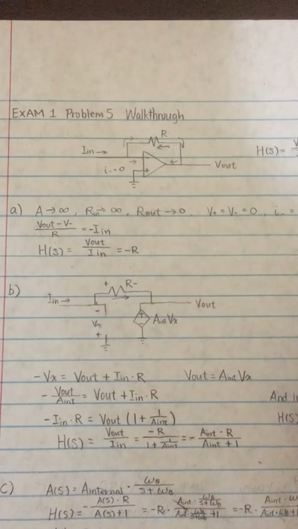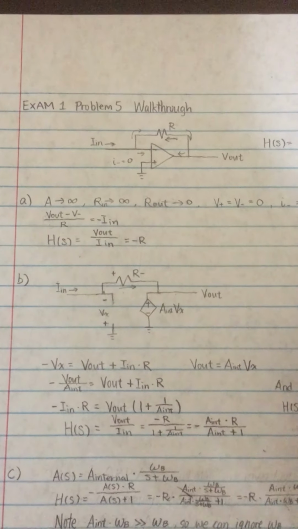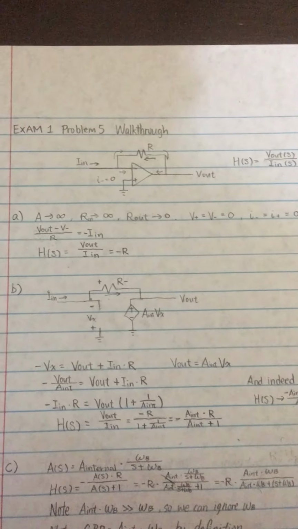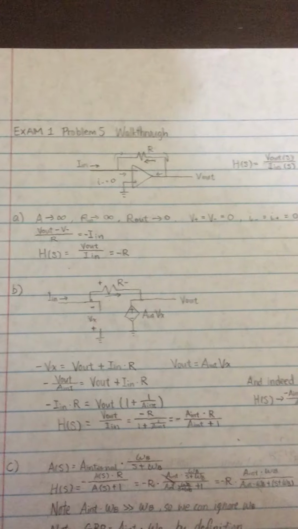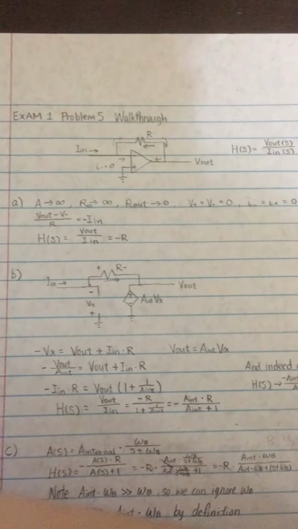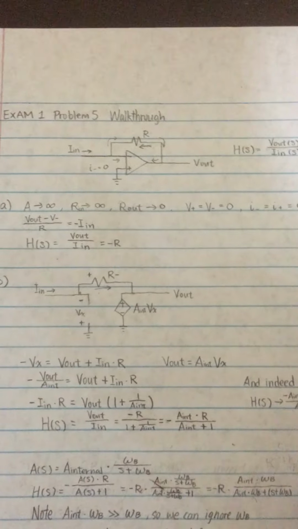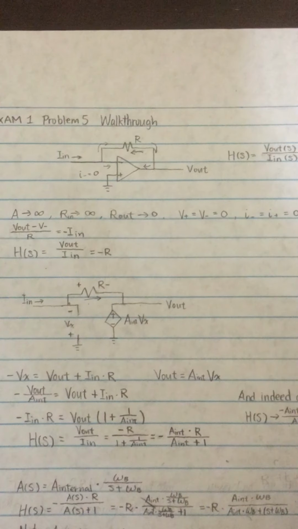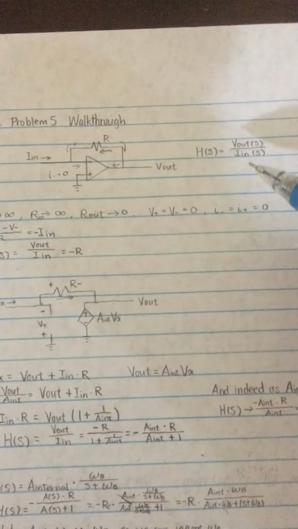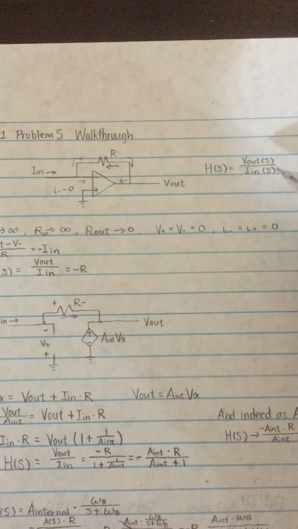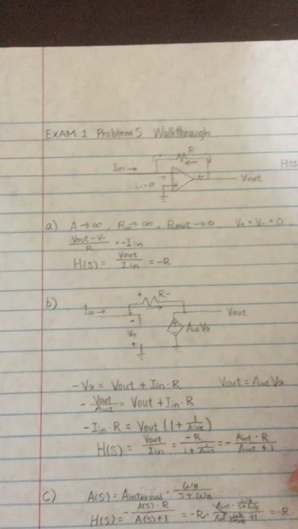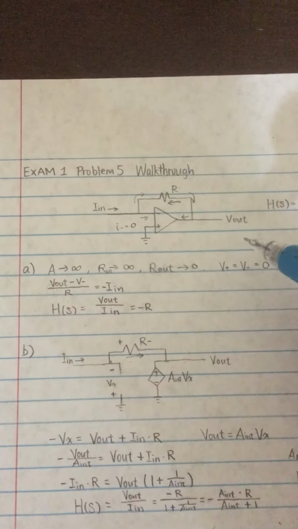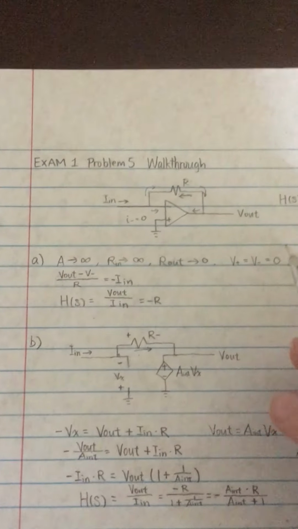So I'm going to walk through my solution to Exam 1 Problem 5. For this problem, we're given an op-amp circuit and we're asked to find the transfer function. The transfer function is defined as V out over I in. So I have drawn the circuit here. This is the circuit that we are going to analyze.